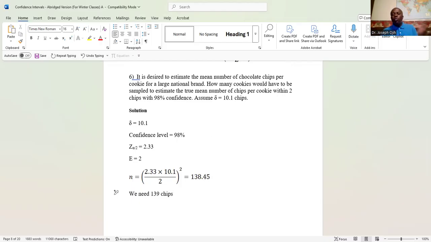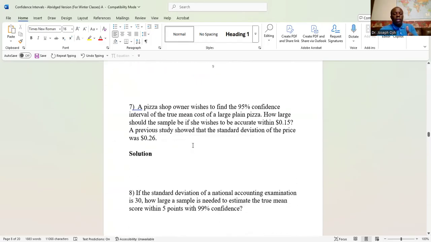So any question on this before we go to confidence interval for the mean when the sample size is small? Any question for this? Okay, no question. Okay, good. So now these other ones you can try as a practice at home.